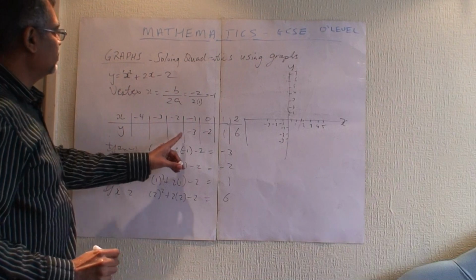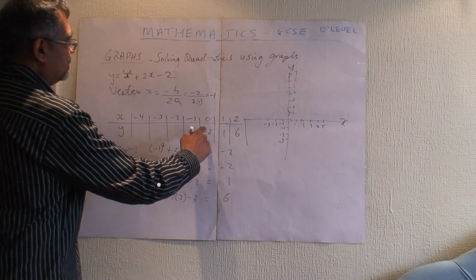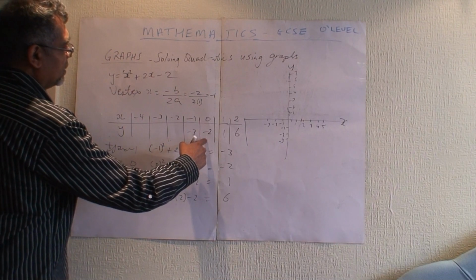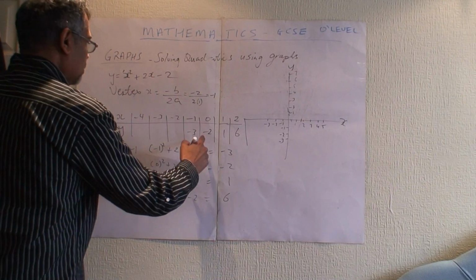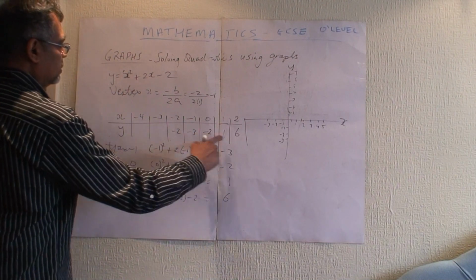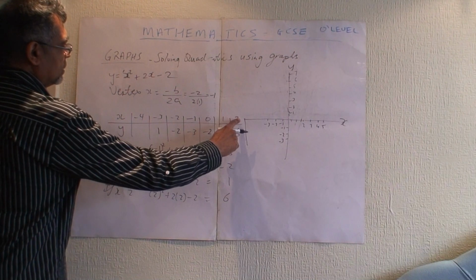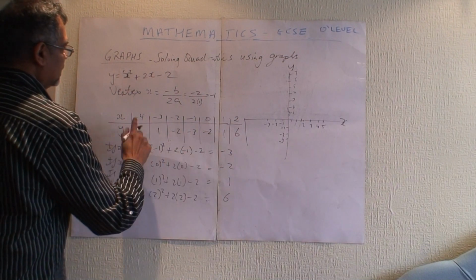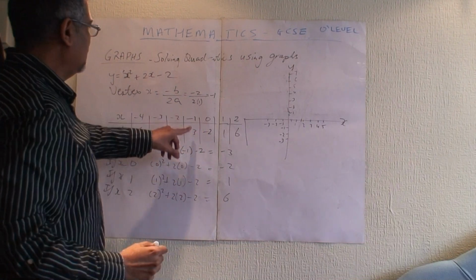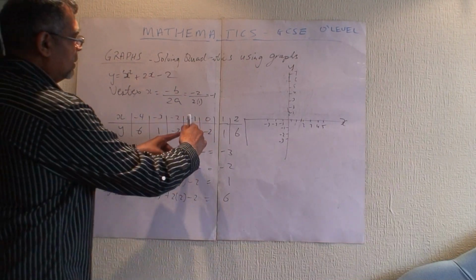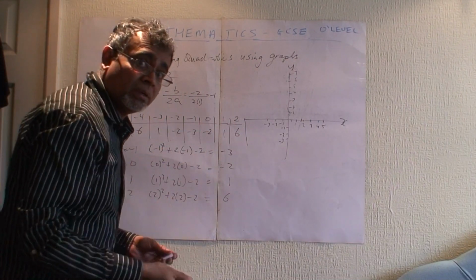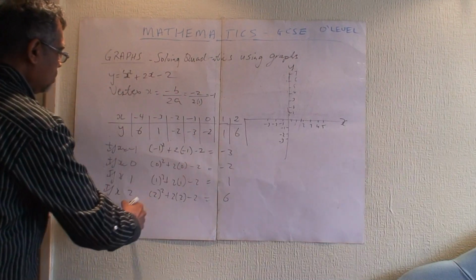x minus 4. Right? So if x is equal to 0, right, and this is the line of symmetry, then we know that this value here will be similar to this value, it's minus 2. This value here will be similar to this one, which is 1. This value of 6 will be similar to here, right? Because we looked at the axis of symmetry. What's equal on this side is equal to the other side, because it's symmetrical.